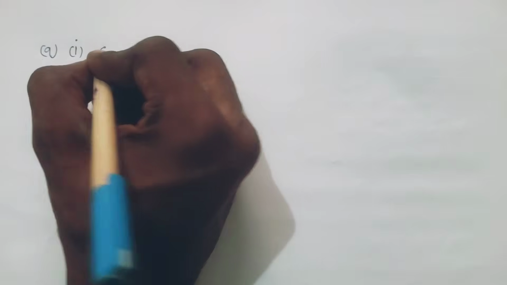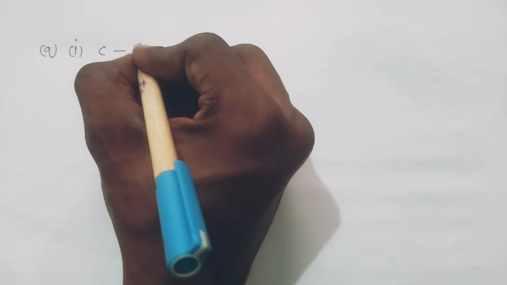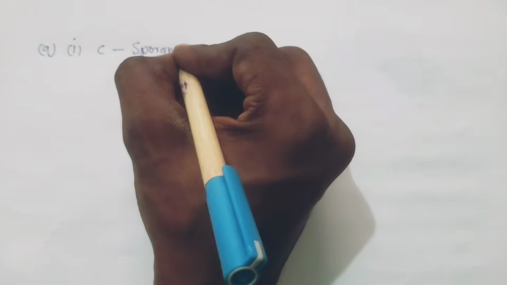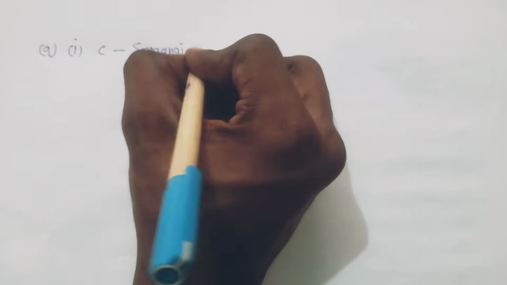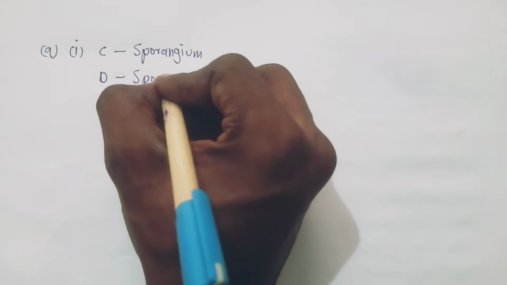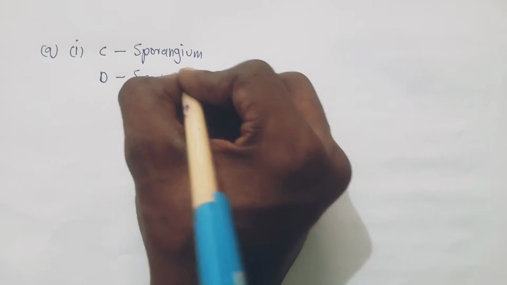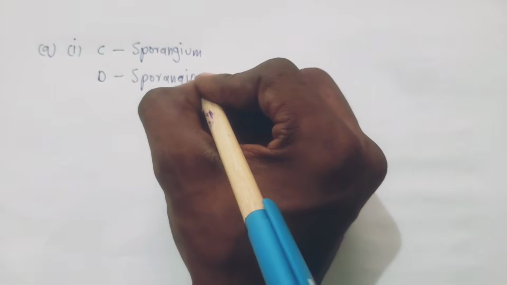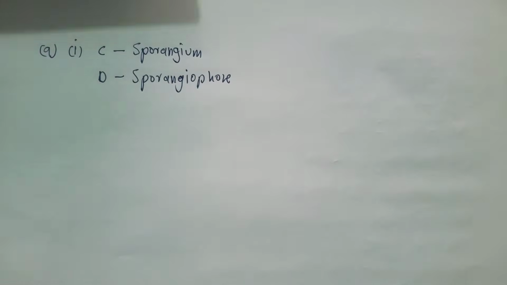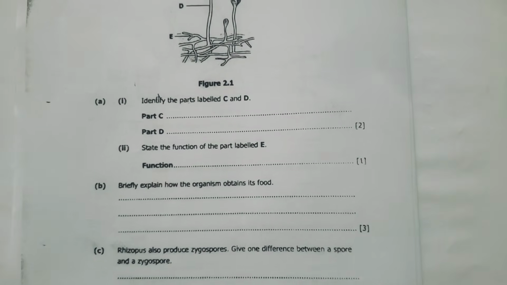So for A1, you will say C is the sporangium. Then D is the sporangiophore. So this is the first question, and these are the answers.